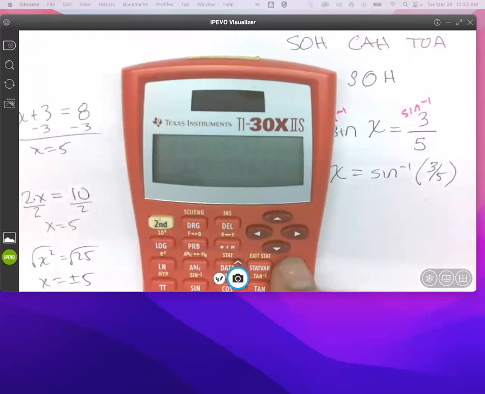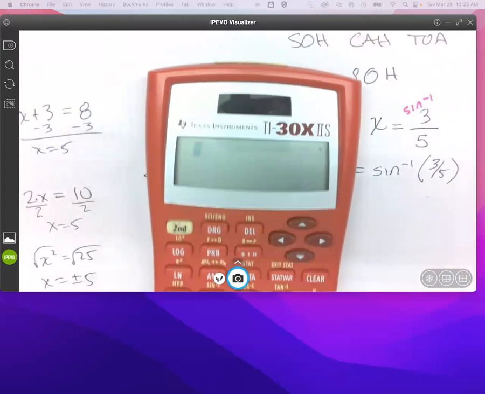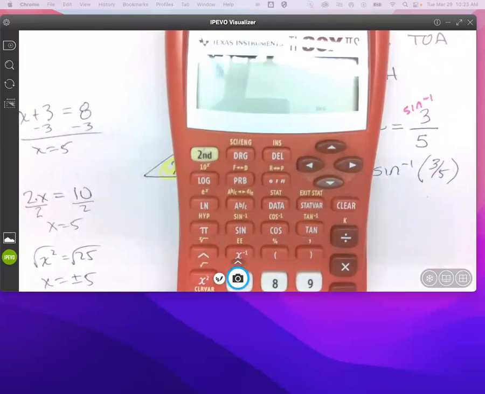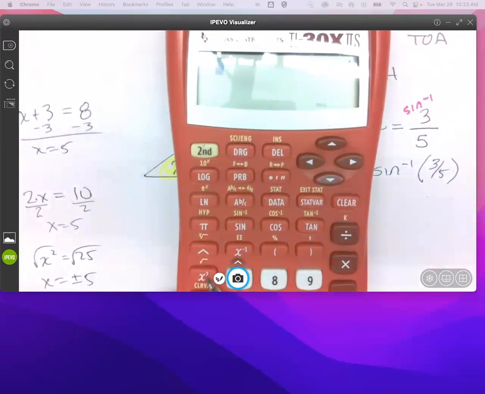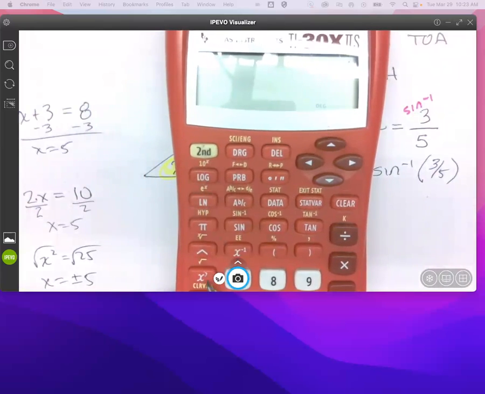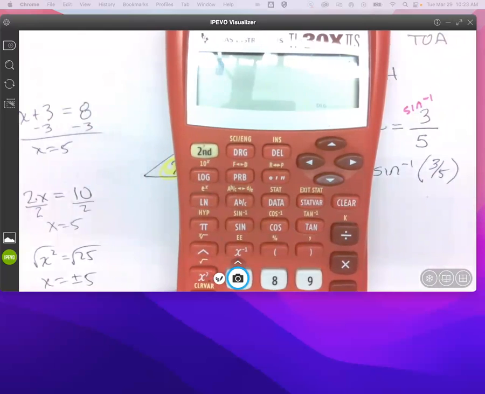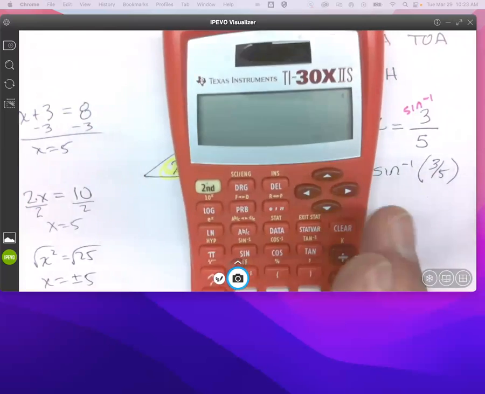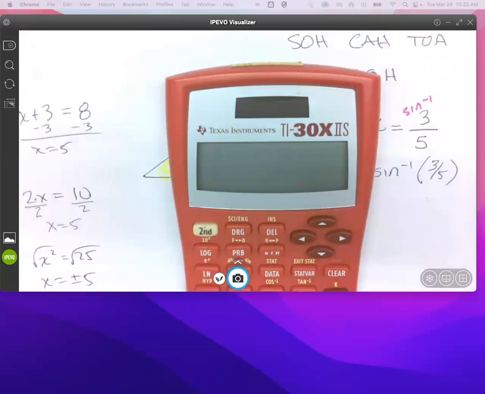And just as is true for so many of the functions on a calculator, the little yellow things tell us what the inverse function is. Like instead of squared, you could do second squared and it would give you square root. Similarly, if you want to find the inverse sine, you're going to press second, then sine. But before we do that, let's make sure our calculator is set correctly. How do we check it?